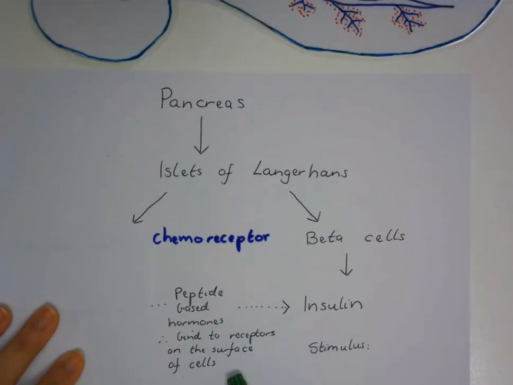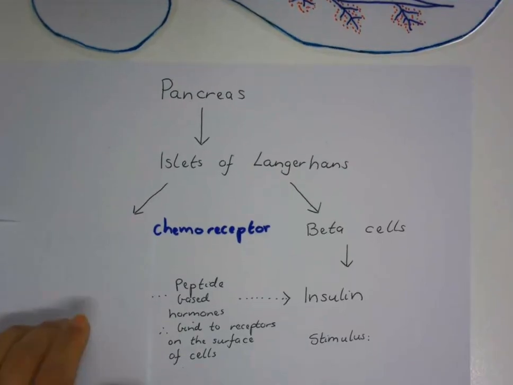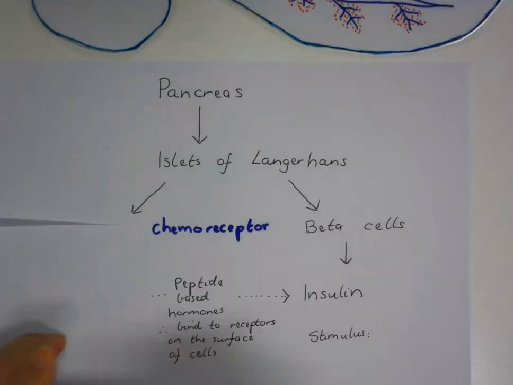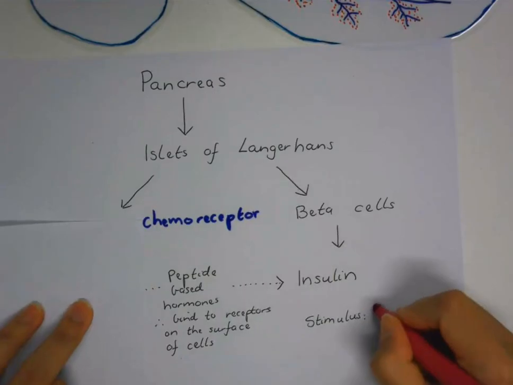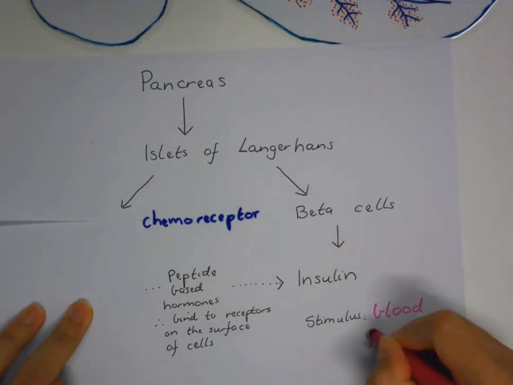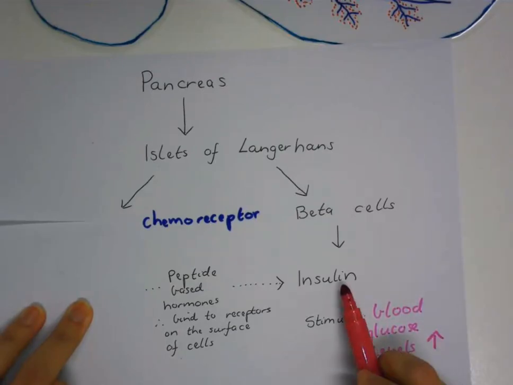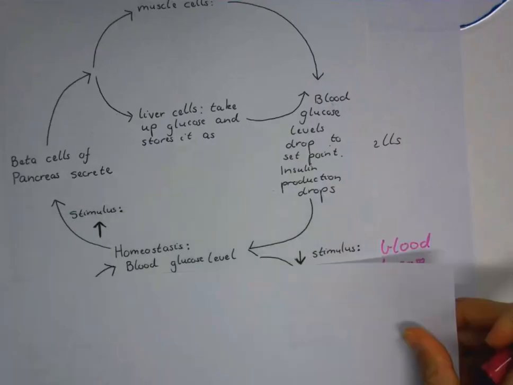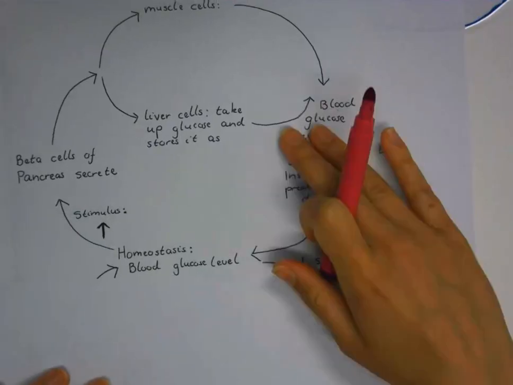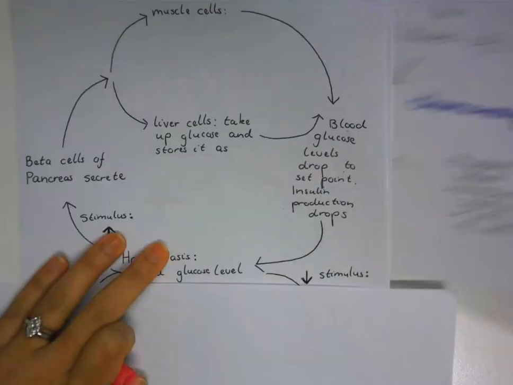It can't just enter the cell. It needs to bind to a receptor on the surface. And this insulin is going to be produced when your blood glucose levels are high. That is the stimulus for producing insulin. So now let's discuss what happens when your blood glucose levels rise.